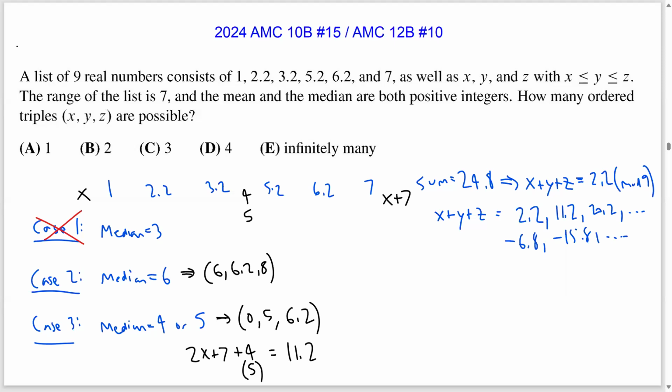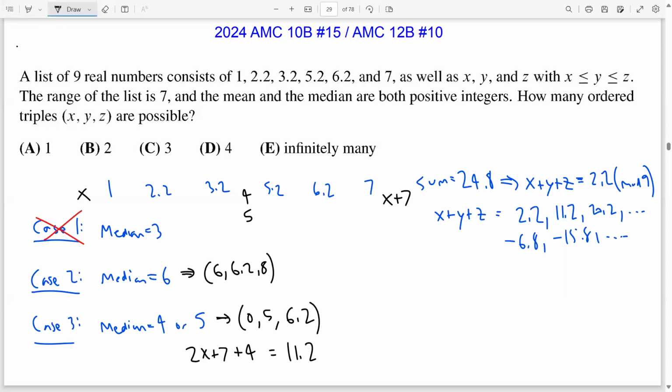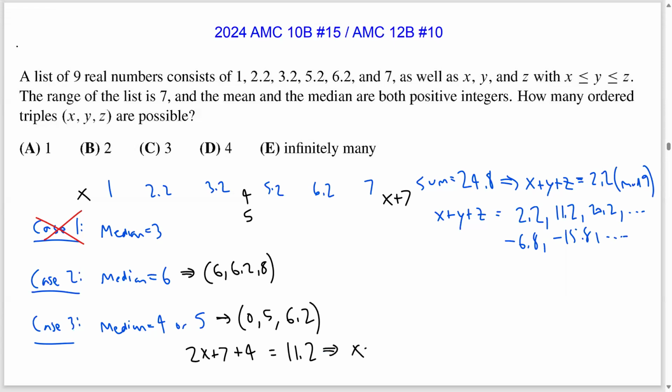So there's a little bit of trial and error that we can do here, but the idea is that if the smallest number is x, the largest is x plus 7, and the median is 4 or 5, we're going to have two different equations, and then we can solve for x in each of them. Now, it turns out the only possible way that this gives us a valid solution is if the median is 4, and the sum of the three unknowns is 11.2. This is going to give us x equals 0.1, and this is going to give us the ordered triple 0.1, 4, and 7.1.